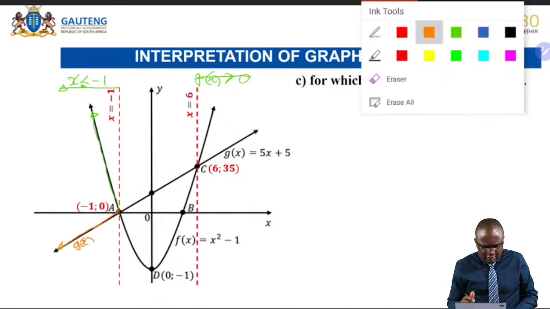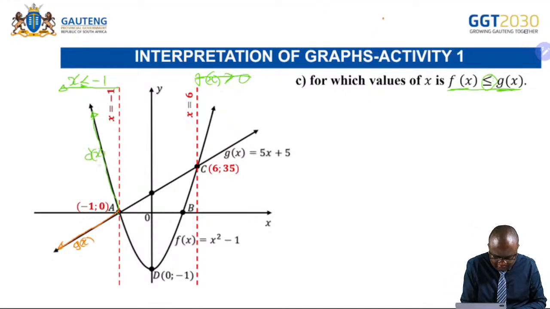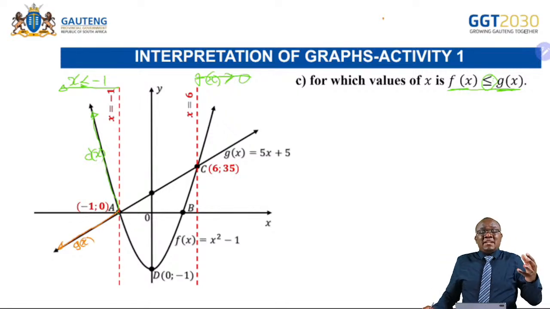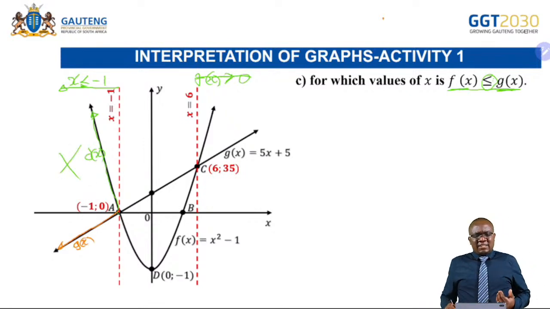Okay, and then this is f of x. Okay, so now which graph is above the other here? F of x is actually greater than g of x. So this region is out because f of x is greater than g of x.